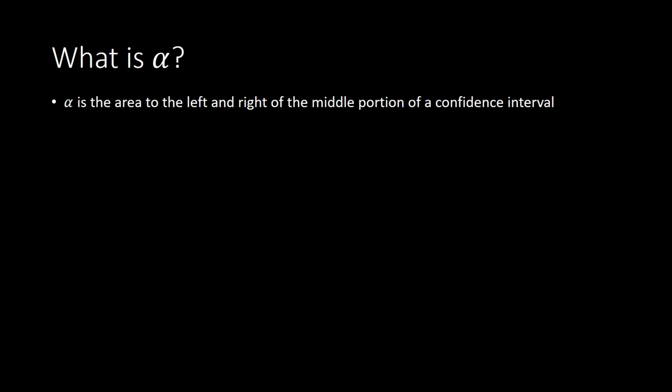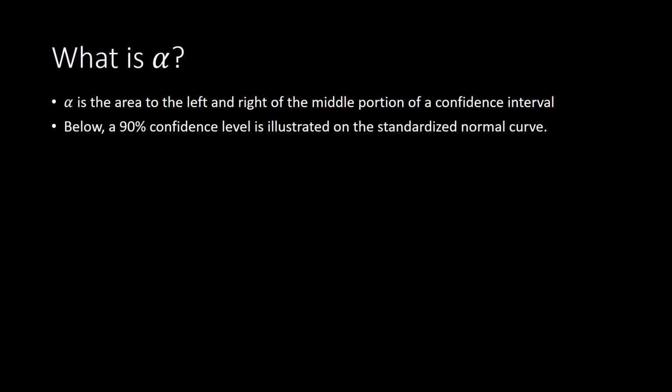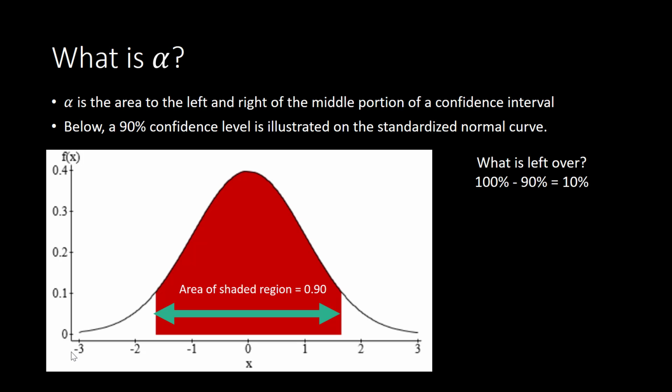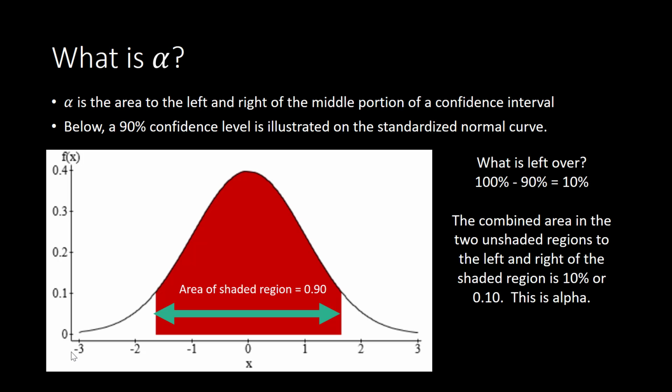Alpha is the area to the left and right of the middle portion of a confidence interval. Below, a 90% confidence level is illustrated on the standardized normal curve. Notice the x-axis are the z-scores. The area of the shaded region is 0.90. What is left over? Remember, the area under the entire curve is 1 or 100%. When we subtract off 0.9 or 90%, 10% remains. Where on the graph is the 10% located? Well, the combined area in the two unshaded regions to the left and right of the shaded region is 10%. That is alpha.